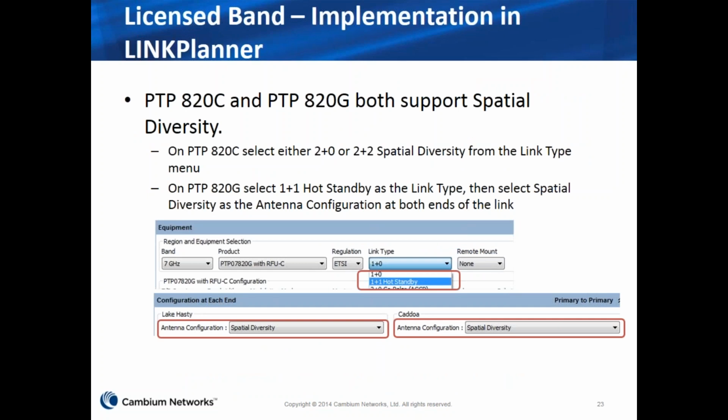So how do we implement this actually in LINKPlanner? For our PTP 820 range of products, we can support diversity on both the 820C and the 820G. On the 820C, simply select either 2+0 spatial diversity or 2+2 spatial diversity from the link type menu. PTP 820G is most commonly used on the links requiring spatial diversity and works the same as our earlier PTP 800 and 810 products. These products all base spatial diversity on top of the 1+1 hot standby configuration. So first select 1+1 hot standby from the link type menu, and then at each end of the link set the antenna configuration to spatial diversity. We'll take a closer look at this in an example.